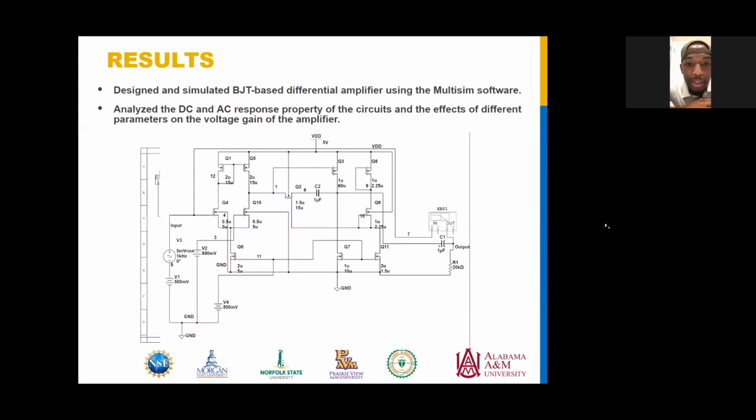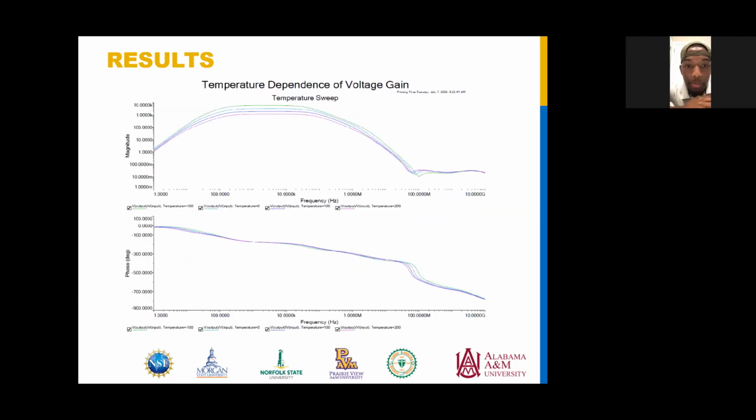Results. Design and simulate a BJT-based differential amplifier using Multisim software. Analyze the DC and AC response property of the circuits and the effects of different parameters on the voltage gain of the amplifier. Results. Temperature dependence of voltage gain.